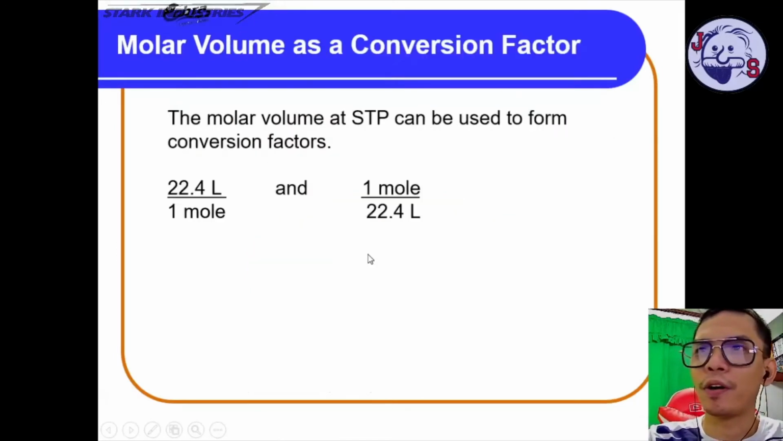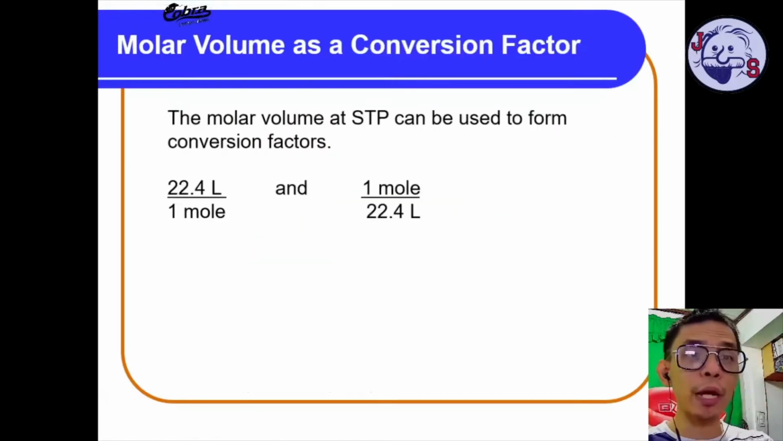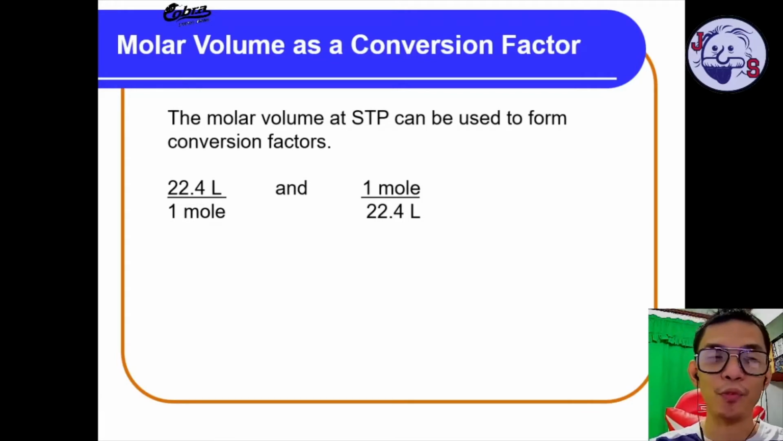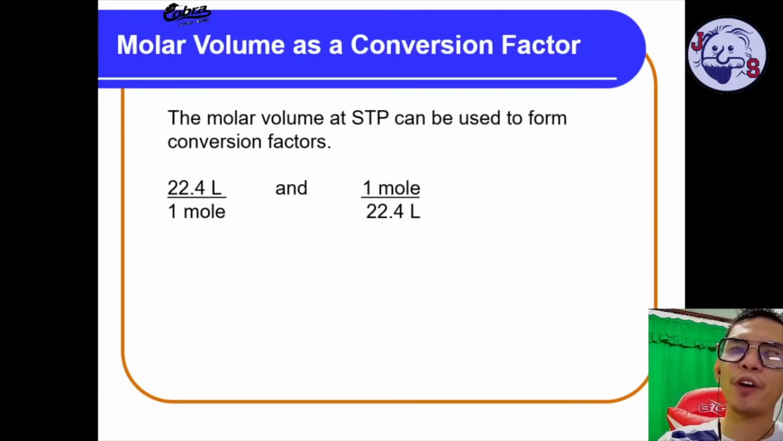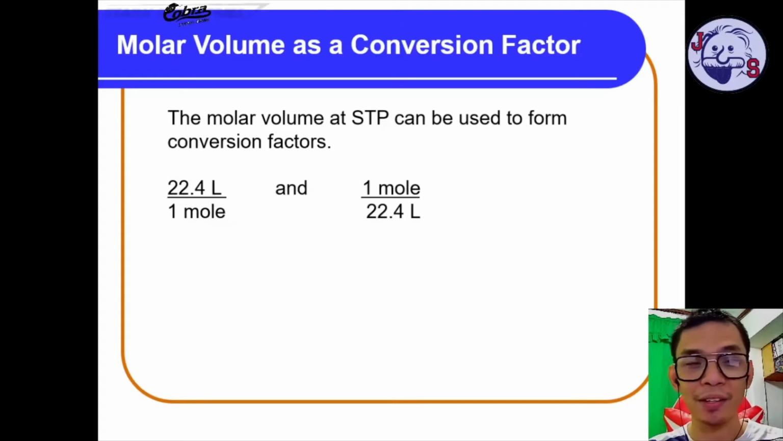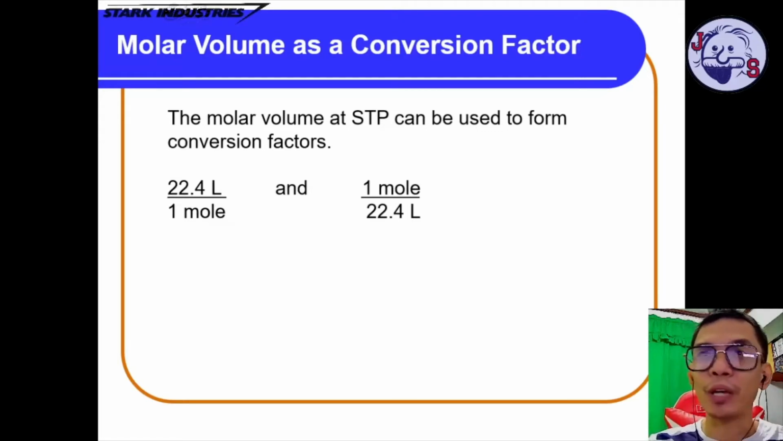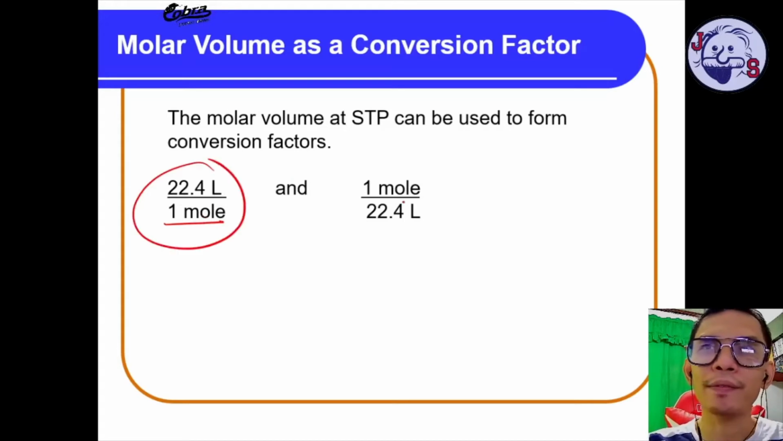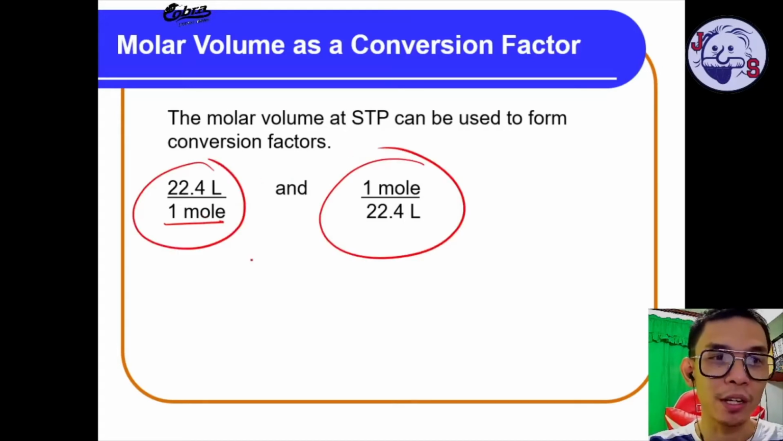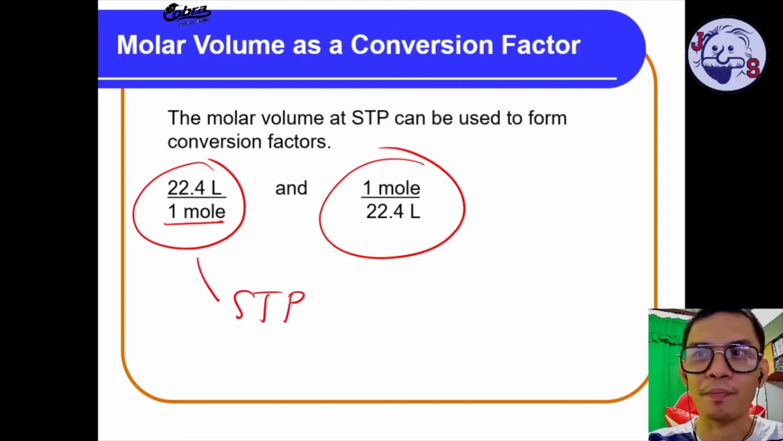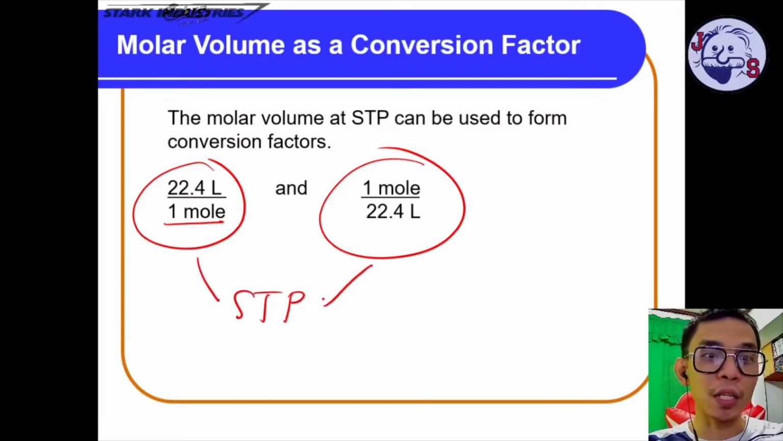Now, where can we use the molar volume? We can use the molar volume especially during STP. So during STP, we can use the molar volume conversion factor. The conversion factor that we have right here is 22.41 liters over 1 mole. What are the conditions of this one? In order to use this, it should be at STP.